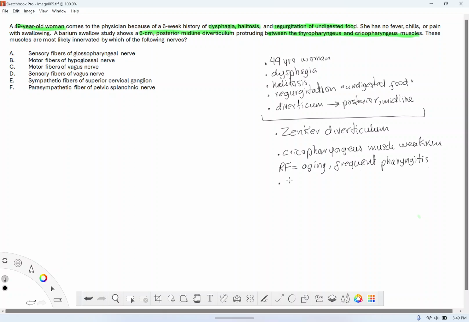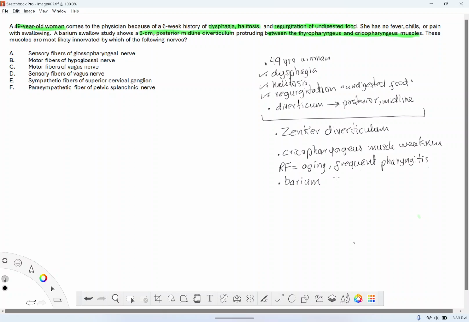So we know the pathology, we know the risk factors, and then the symptoms are already given to you: difficulty swallowing, halitosis, bad breath, regurgitation of undigested food. Now the regurgitation is positional, when you lay down, because gravity will pull when you're standing. So when you're laying down, then usually you'll have this regurgitation. So it's positional regurgitation. Okay. Obviously, if you want to test for it, barium is a good test.